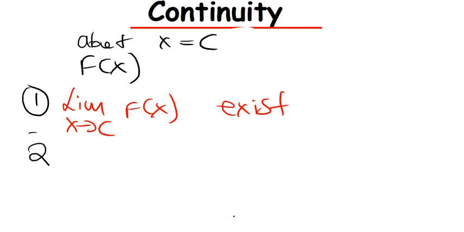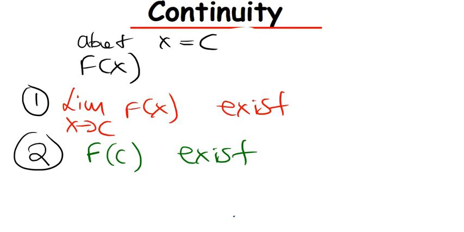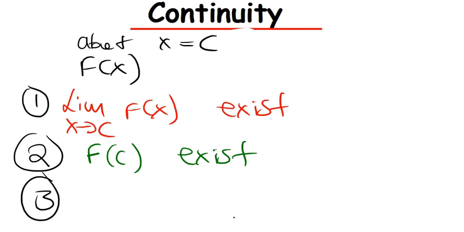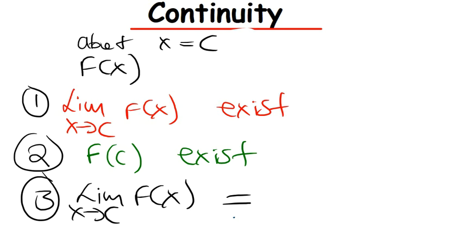And then number two, the function about that point, f of x, which is going to be f of c, should also exist. And then number three, these should not only exist, but they should be equal. So the limit as x approaches c should be equal to the function about the same point c.